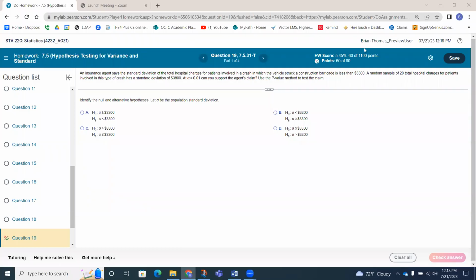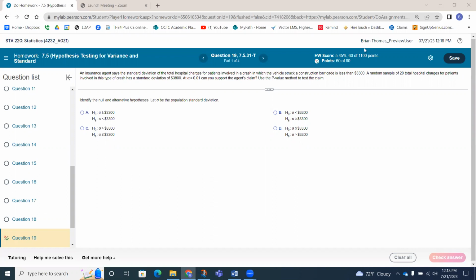From homework 7.5, hypothesis testing for variance and standard deviation, this is going to be question 19. An insurance agent says the standard deviation for the total hospital charges for patients involved in a crash in which a vehicle struck a construction barricade is less than $3,300.